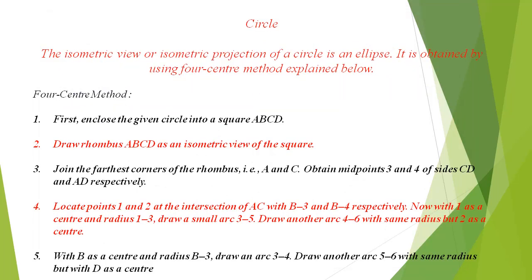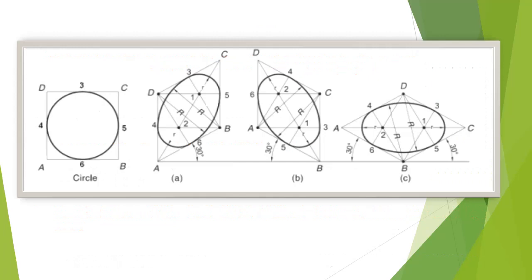Explanation of drawing circle in isometric drawing. In next slide explain with figure. The isometric view or isometric projection of a circle is an ellipse. It is obtained by using four-center method explained below. First, enclose the given circle into a square ABCD. Draw rhombus ABCD as an isometric view of the square.